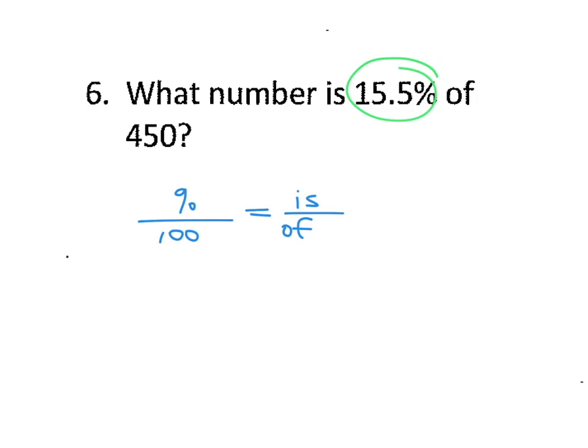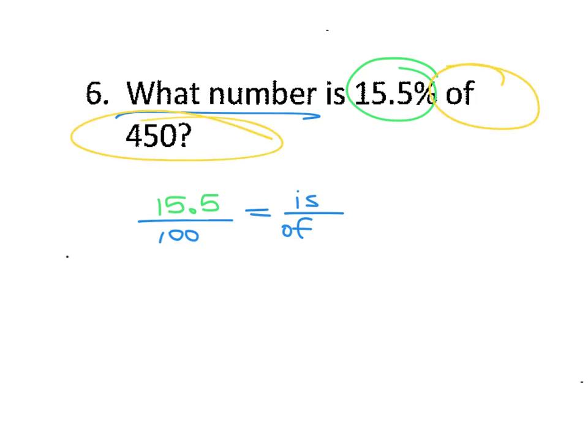So in this case, we know our percent, and that is 15.5%, or 15.5 out of 100. Now they're saying what number, so we know we're trying to solve for a number, not a percent, and we have of 450. Remember that of goes on our denominator. So 450 goes on our denominator. Now we're going to solve. 15.5 times 450 is 6,975.